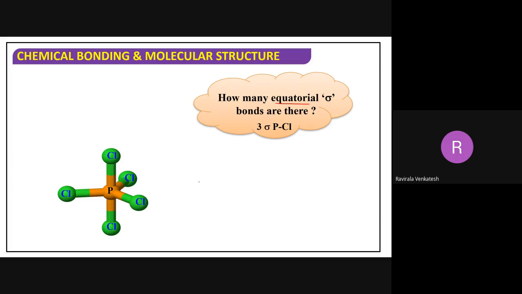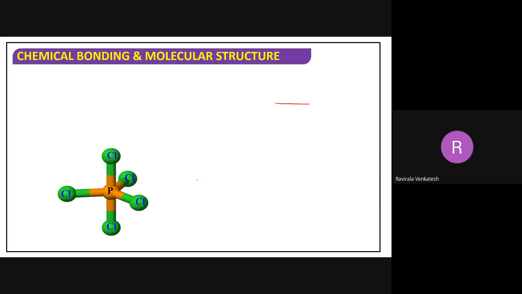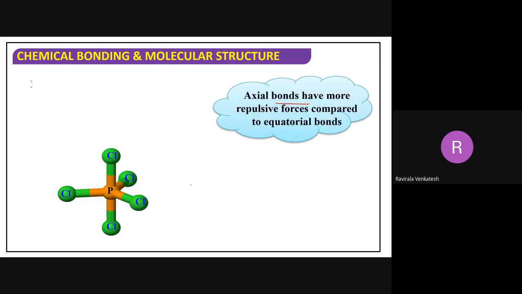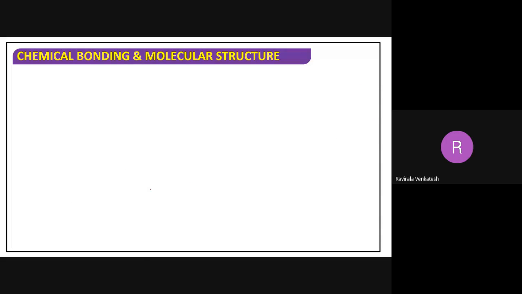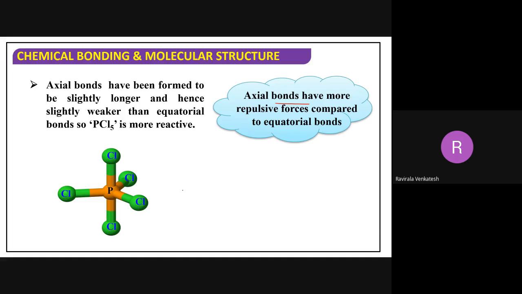What are equatorial bonds and what are axial bonds in this case? Now, what is an equatorial bond? I'll draw something like this. Just a minute. Now, if you observe, this one and this one, these are equatorial. This one also equatorial. This one also equatorial. Now this one will be axial, and this one also will be axial.